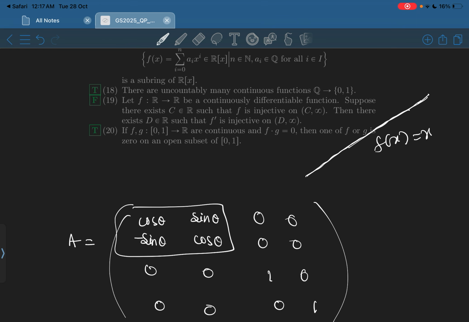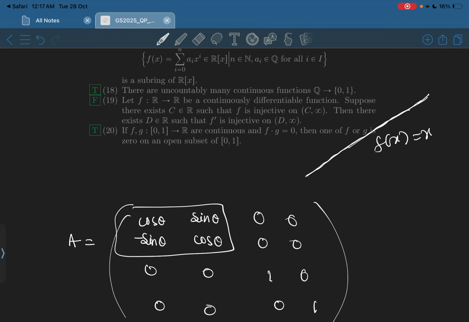Okay. Now what about question number 20? Question number 20 is a standard problem. If you have standard concepts, you will be able to solve it. But it's a very nice problem. I like this problem. But this requires just a basic concept of continuity. So question number 20, what is this saying?